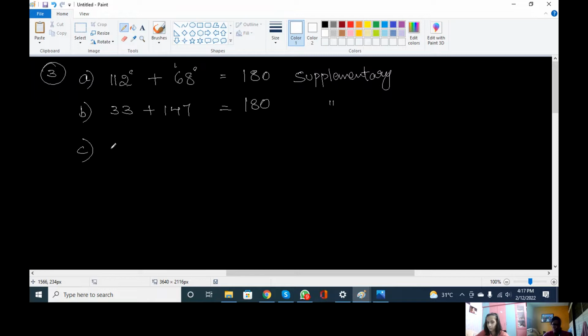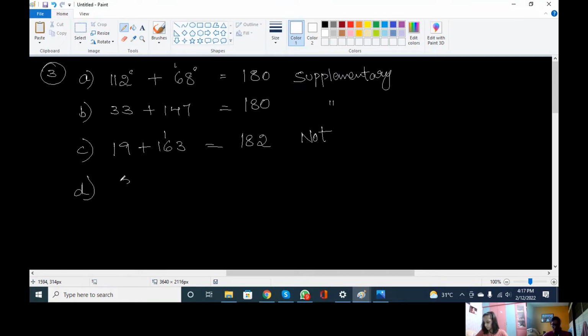And 19 plus 163. 9 plus 3, 12. 6, 1, 7, 8. 182. So these are not supplementary.